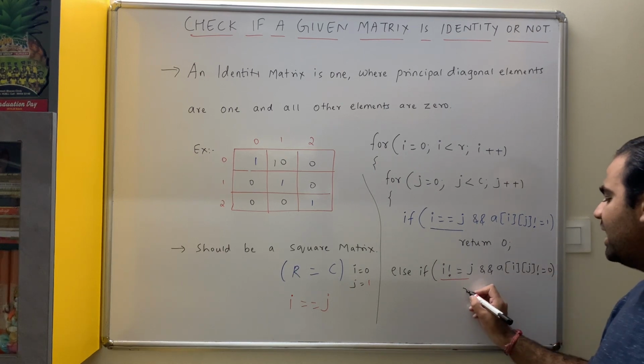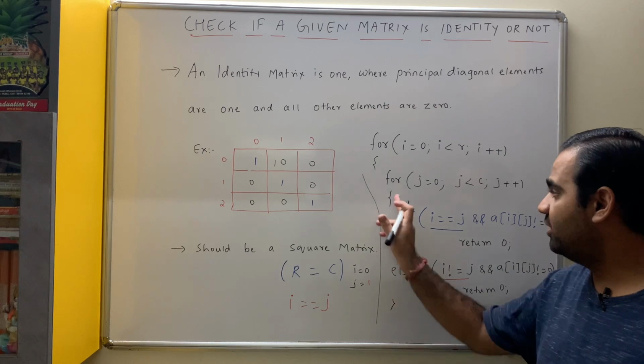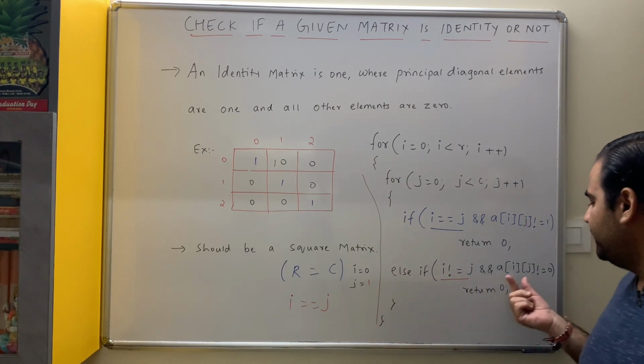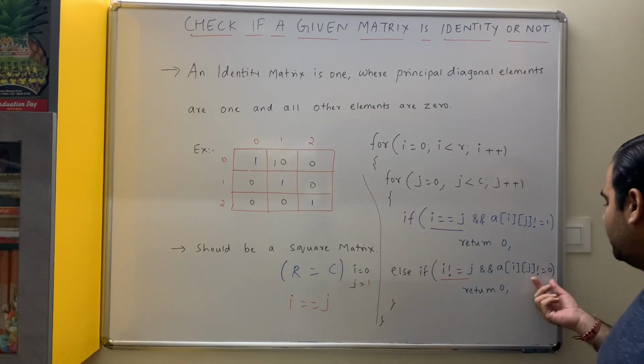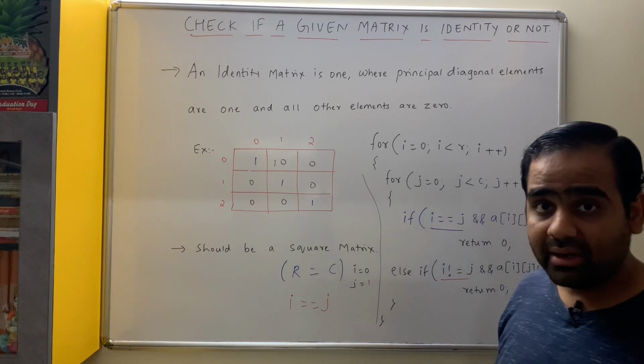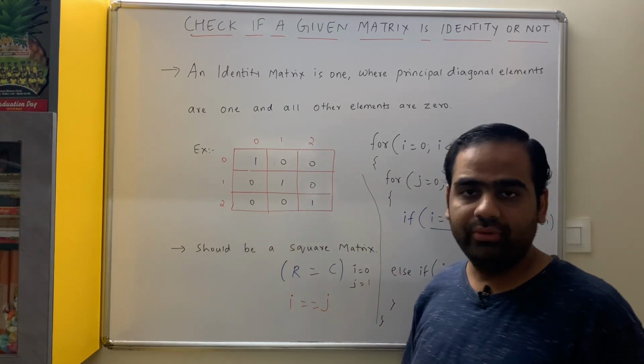It cannot be an identity matrix. Hence we write return 0. This is the end of this for loop, and this is the end of this for loop. Now i not equal j, yes. a of ij is 10. 10 not equal to 0, yes, and you say return 0, saying that it's not an identity matrix. If it is an identity matrix, we will return 1. If it is not, we will return 0.